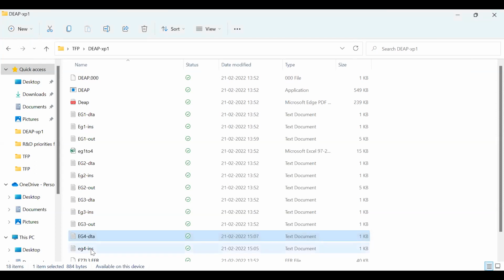Then the second file is the instruction file. Firstly, we have to put the data file name, which is EG4DTA. Second one is what output file name we want to give. I have taken EG4 output. The number of farms is the number of states we are using. These are only 2, Punjab and Haryana. Time period is 16 years.